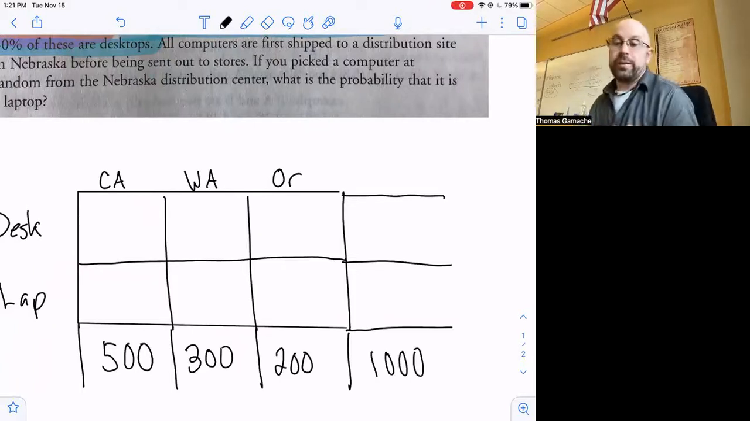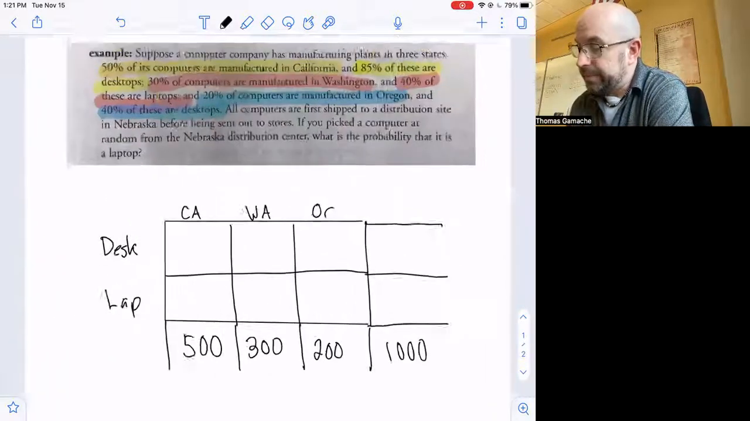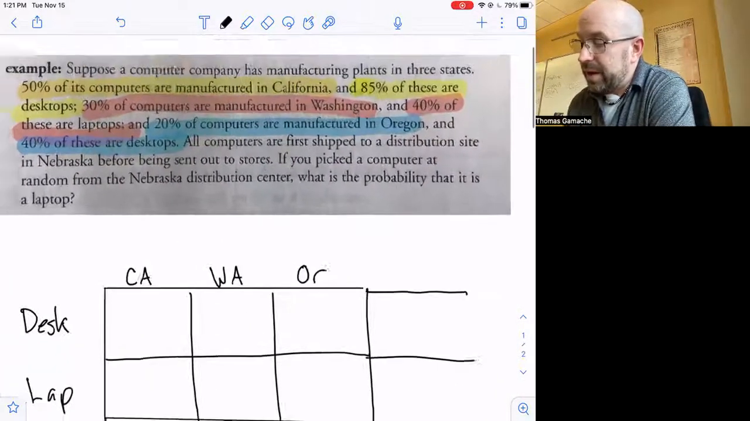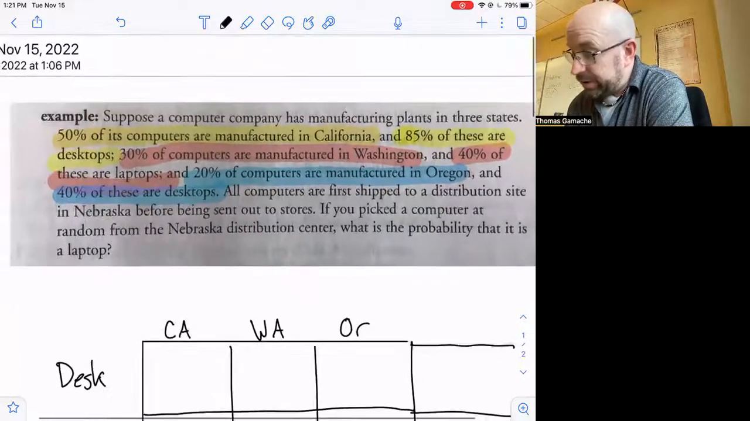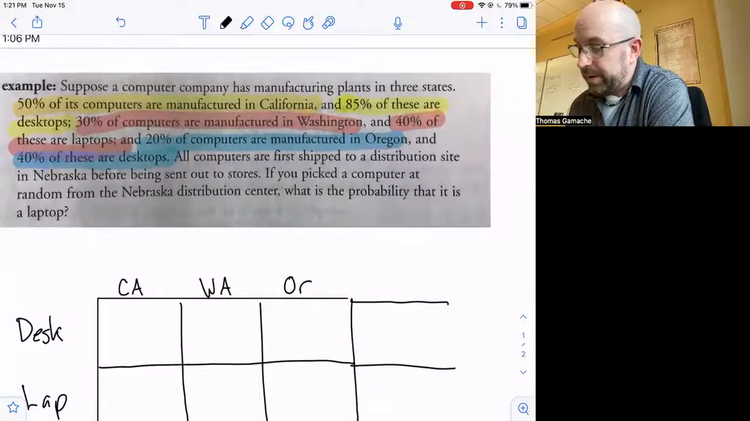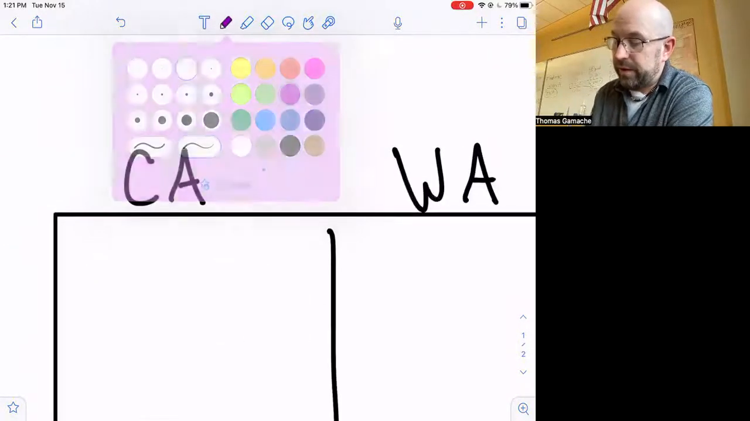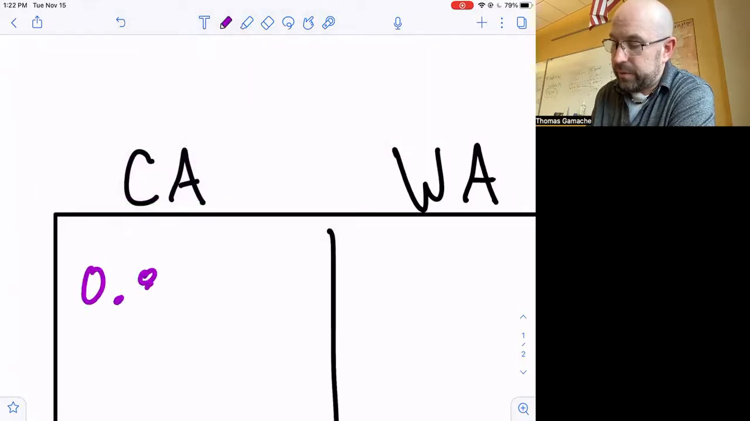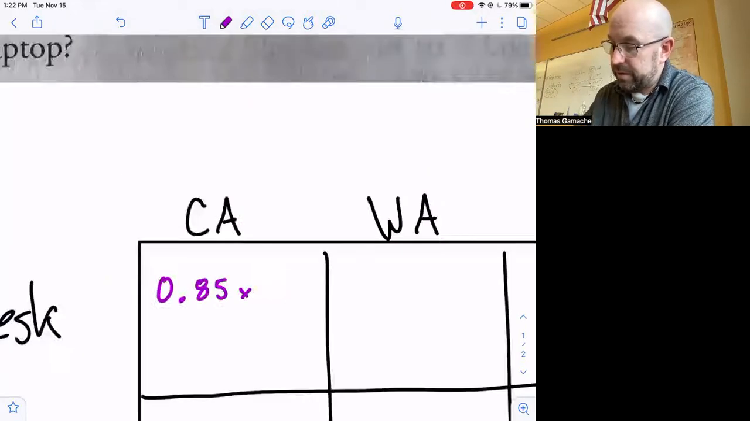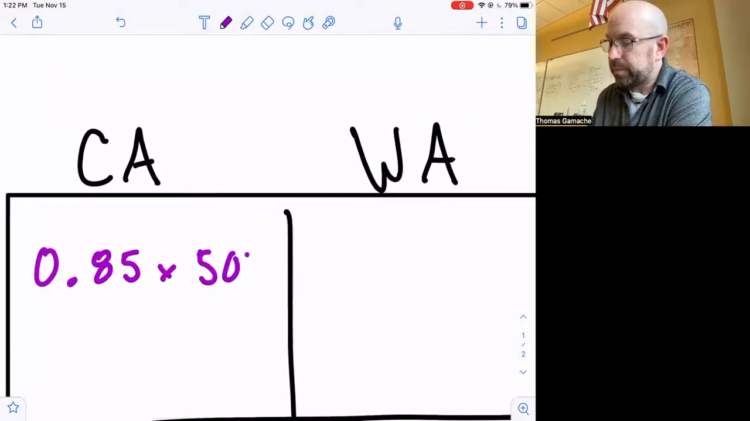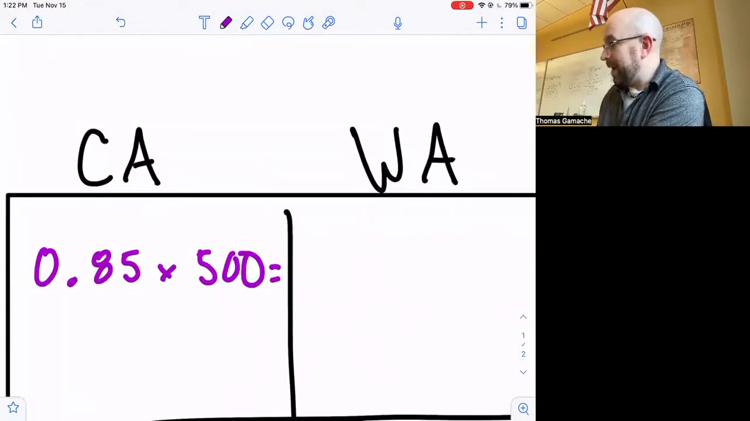So now I have to work a little bit, but that's okay. That's what's expected when you do something like this. So, we're going to try it. Now it's telling me in California, 85% of those 500 are going to be desktops. So if I want to figure out the desktops, what I can do is figure out what's 85%, so 0.85 times 500. Let's use some basic 7th grade math here. 0.85 times 500, 425, okay.